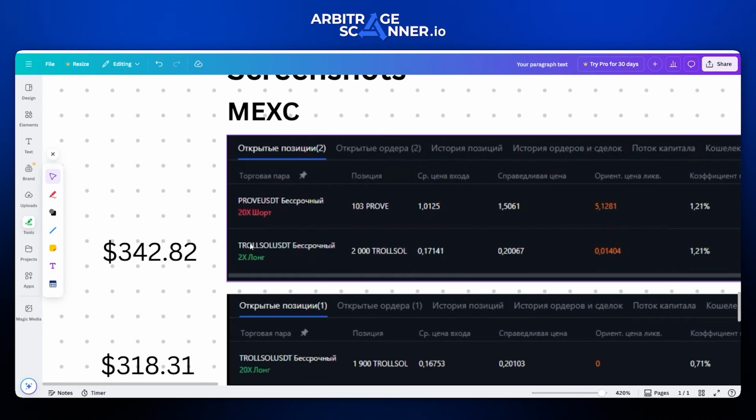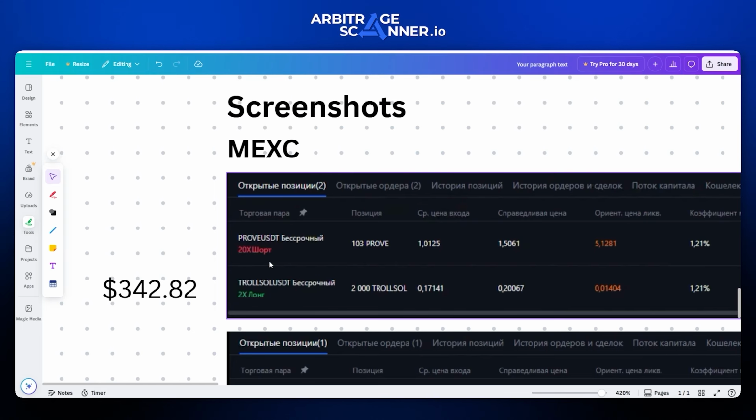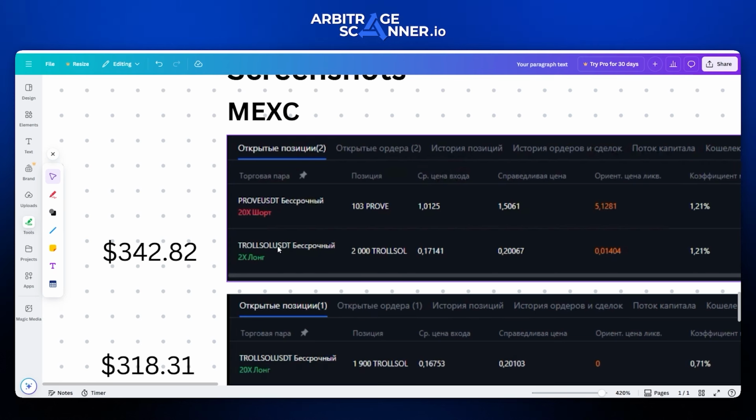First we see the trading pair, TrollSol USDT. So we're buying the token and we're getting USDT from it. This is what the trading pair actually means. The thing that might be interesting for us here is this line right there. It says 2x long. It means that the client used 2x leverage in order to enter the trade.